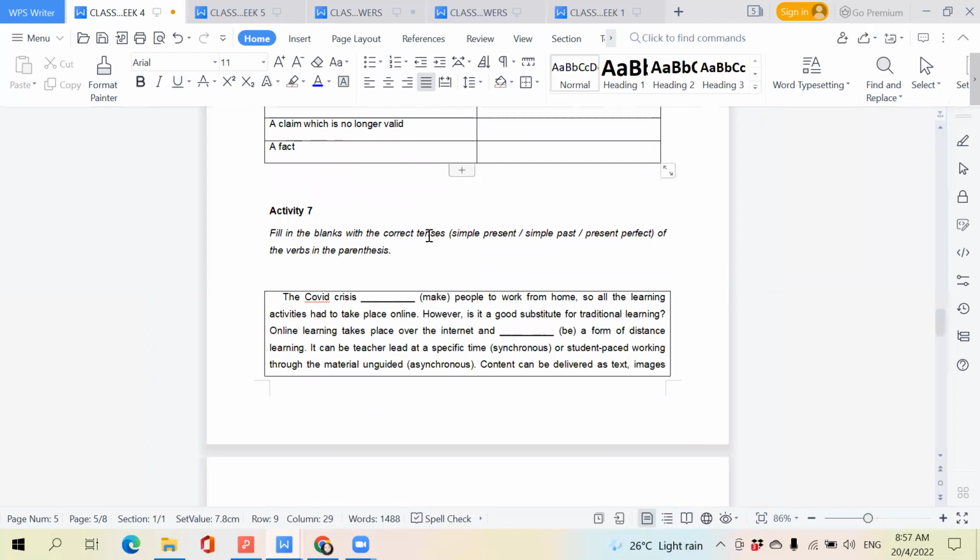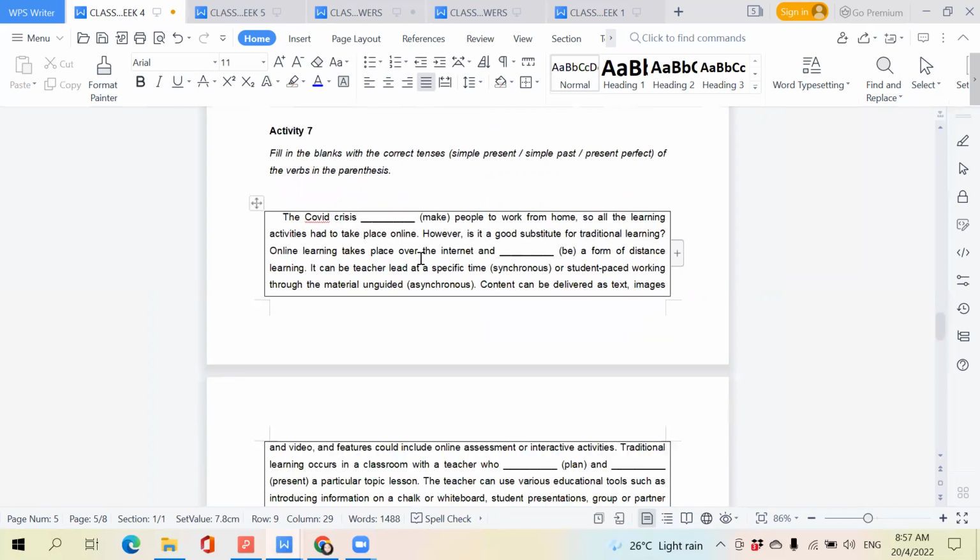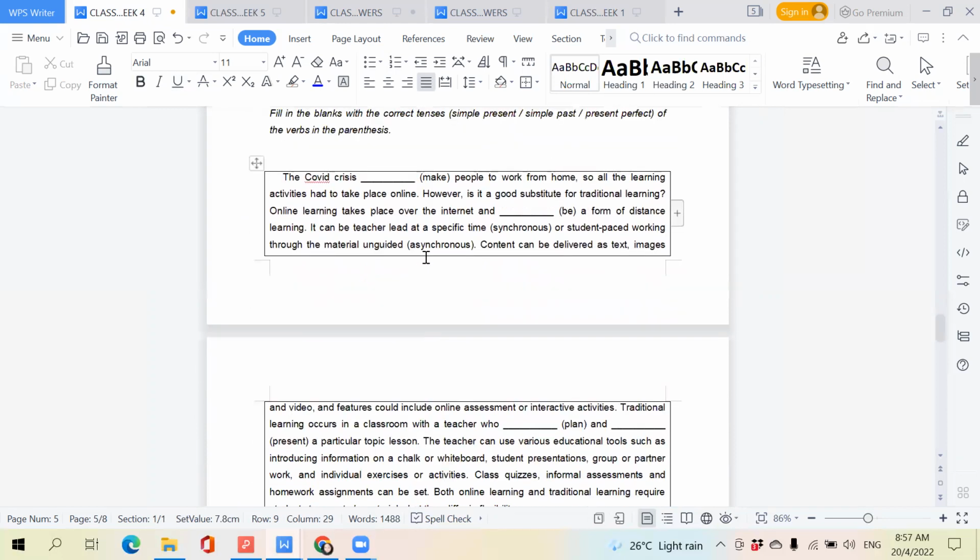Fill in the blanks with the correct tenses. Is this simple present? Is this simple past? Is this present perfect? Okay, let's just read it first. So it wants you to identify the correct tenses. What should you say here? For example, the COVID crisis, is it made? So which one? Or this one.